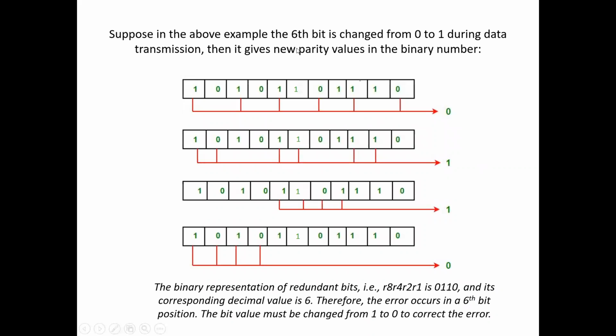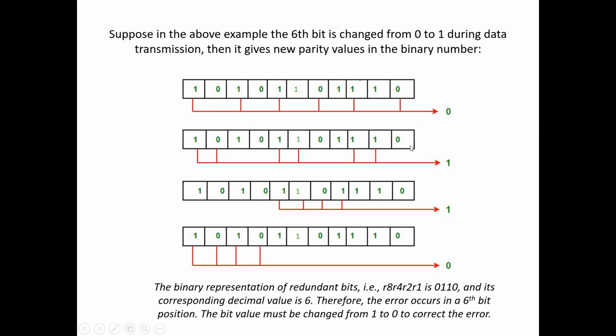Now once again we calculate the bits R1, R2, R4, R8 using even parity. For R1, we take bits at positions 1, 3, 5, 7, 9, 11. So we take the bits 0, 1, 0, 1, 1, 1. Now we calculate the parity bit, that is here 0.